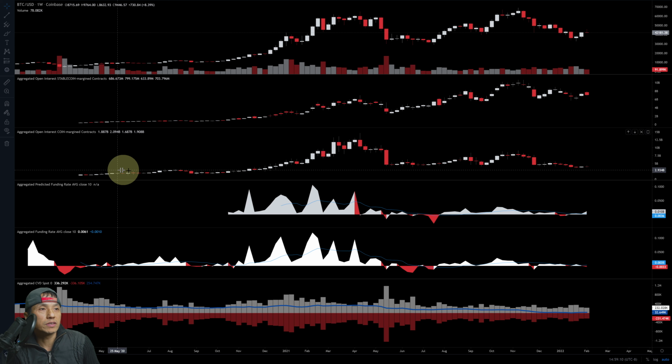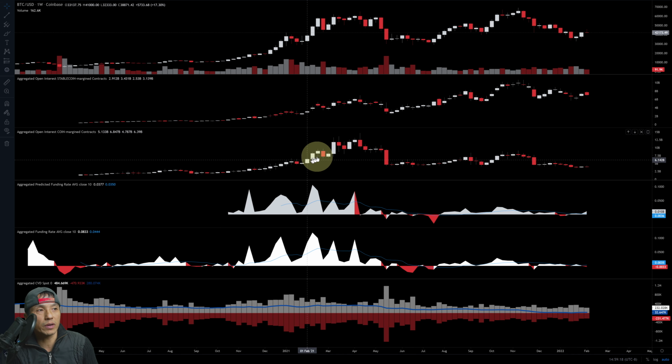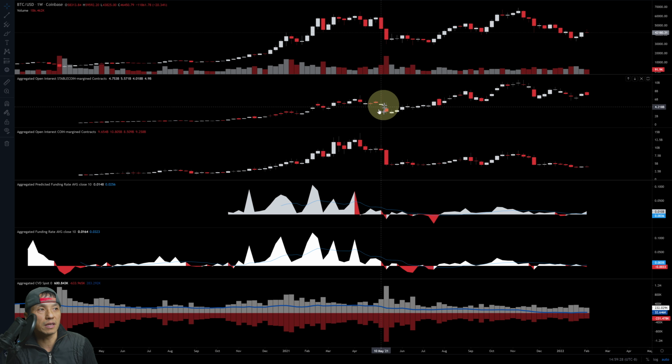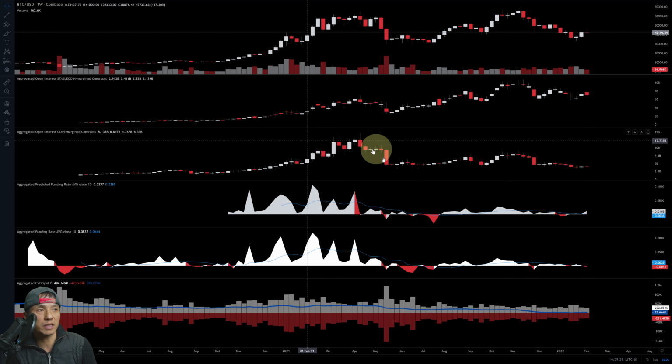So let's go down to the one using coins, the open interest using coins like Bitcoin or Ethereum. It does have some deviations, like right here it dropped more on open interest than it did in the stable coins, but in general it follows a pretty similar pattern, more flattened out at times or more volatile, but pretty much similar.